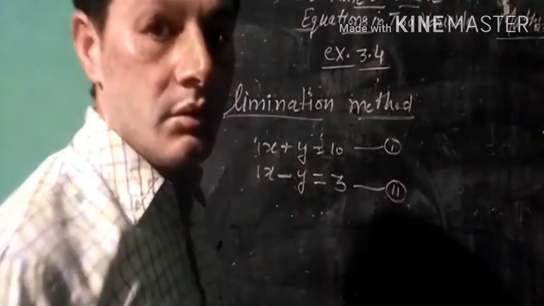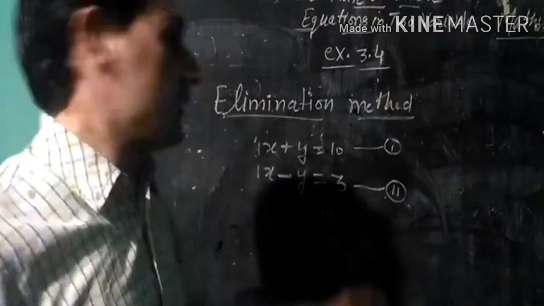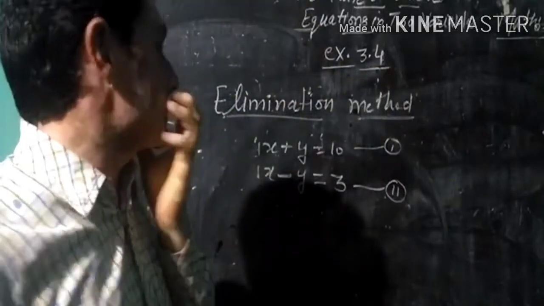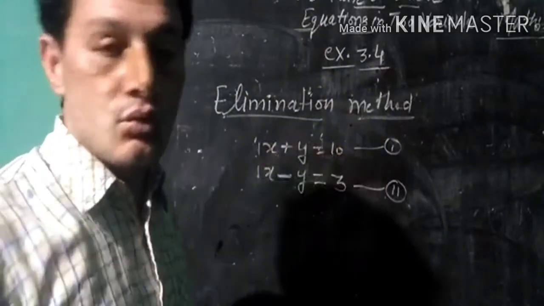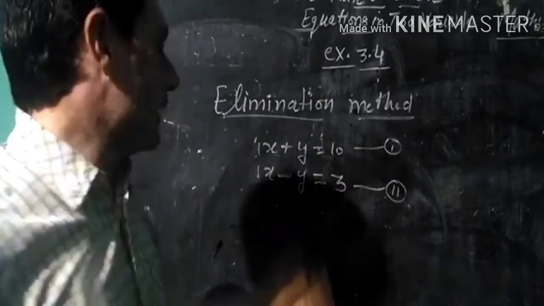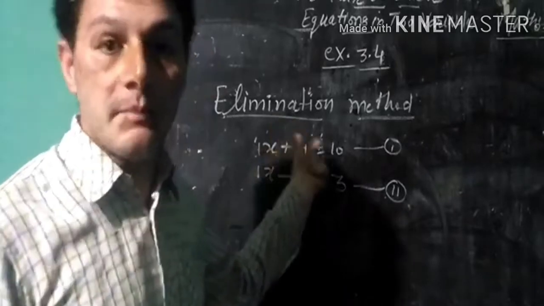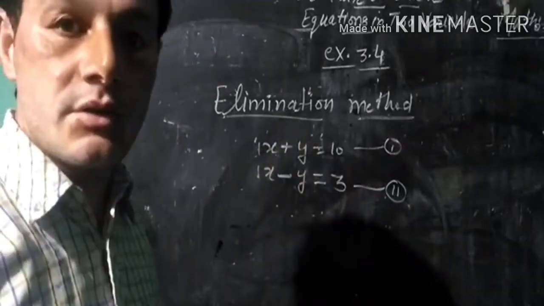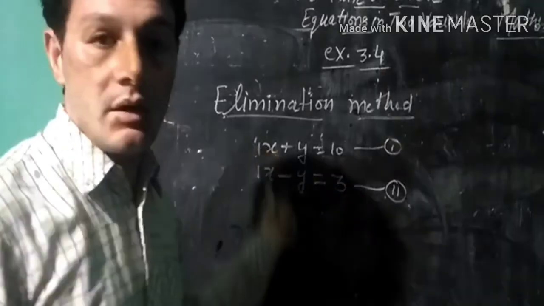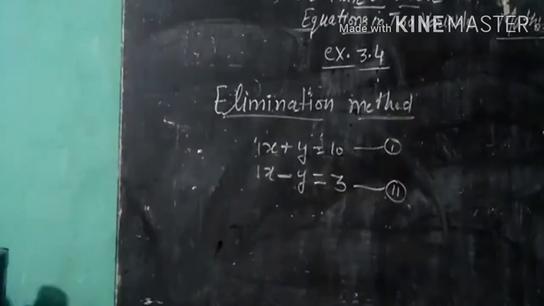हेलो स्टूडेंट, आज जो हम डिस्कस करने जा रहे हैं वो चैप्टर नंबर 3 एक्सरसाइज नंबर 3.4 और हमारा टॉपिक है एलिमिनेशन मेथड टू सॉल्व अ पेयर ऑफ लीनियर इक्वेशन इन टू वेरिएबल, by this method, elimination method. Earlier we discussed about a substitution method. Now we are on the elimination method. And what is elimination method?